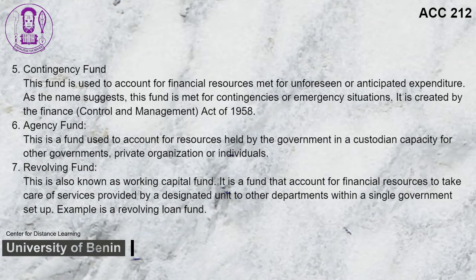7. Revolving Fund. This is also known as a working capital fund. It is a fund that accounts for financial resources to take care of services provided by a designated unit to other departments within a single government setup. An example is a revolving loan fund.